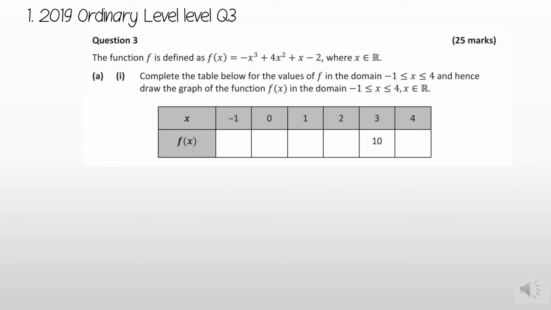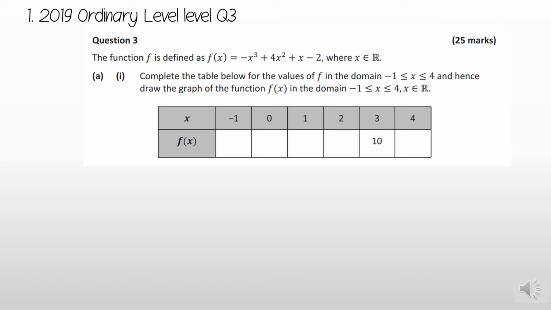So this is question 3. It reads, the function f is defined as f of x is equal to minus x cubed plus 4x squared plus x minus 2. And then part A is saying complete the table below for the values of f in the domain 1 to 4, and hence draw the graph of the function f of x in that domain. So the first step is to fill in that table.